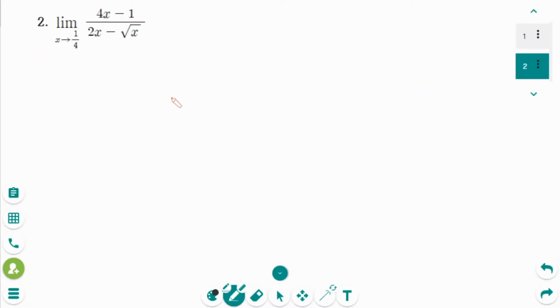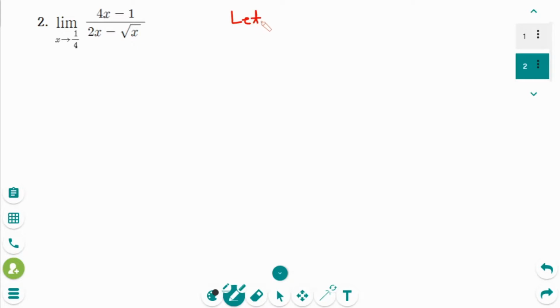This is the next question. This question uses the same technique as question 1. Pause the video and see if you can solve it yourself. Once you're done, come back and we can go through it together. Did you figure it out? Let's check it together.